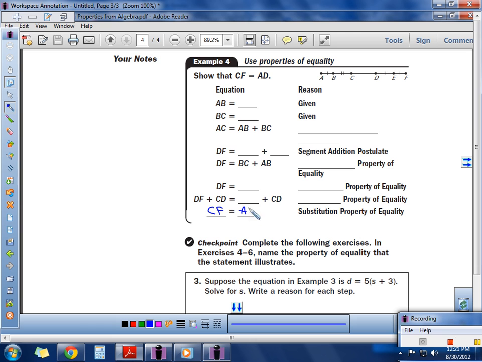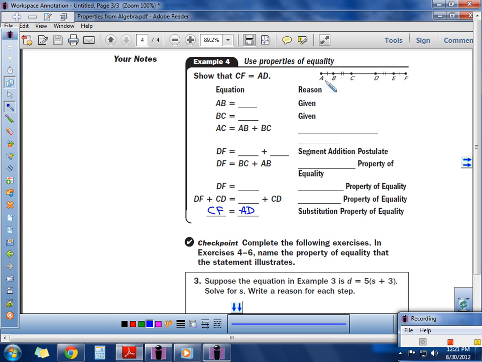CF equals AD. So I know that's going to be my last step. That's what I'm trying to prove. But I have to fill in a lot of blanks to get down to that step. Did they give us any other given information up here in the question? What did they give us? Oh, they gave us stuff in the picture. So you're referring to stuff in the picture.